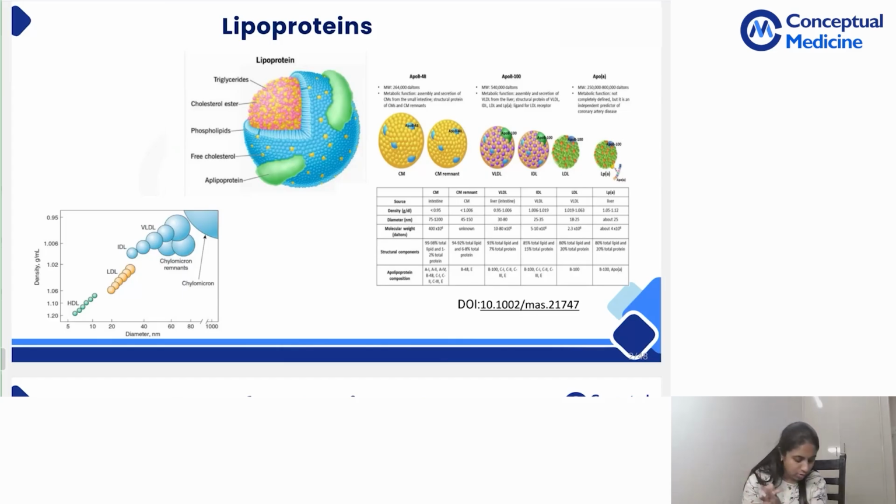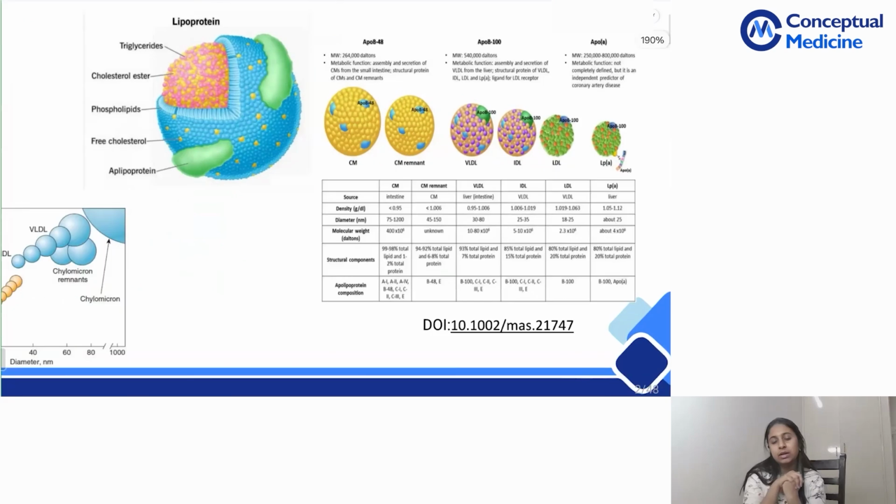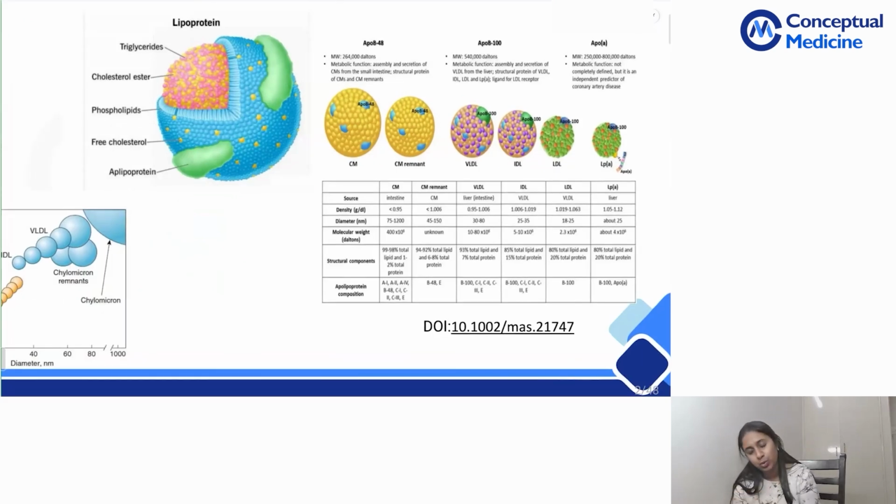Okay, so these apoproteins are usually produced by enterocytes. They are produced by your liver also, and each apoprotein will have a different function, and the presence of each apoprotein will tell us what sort of lipoprotein it actually is. If you look into the lipoprotein core, you have triglycerides, cholesterol ester, and free cholesterol. But if you look at the exterior, it has a lot of phospholipids.